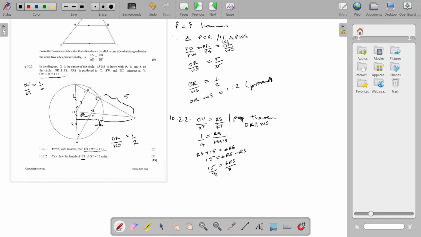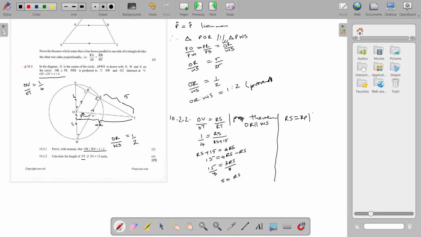So your RS is equal to 5. These are 5 units. But don't forget that RS is equal to RP. What is the reason for that?